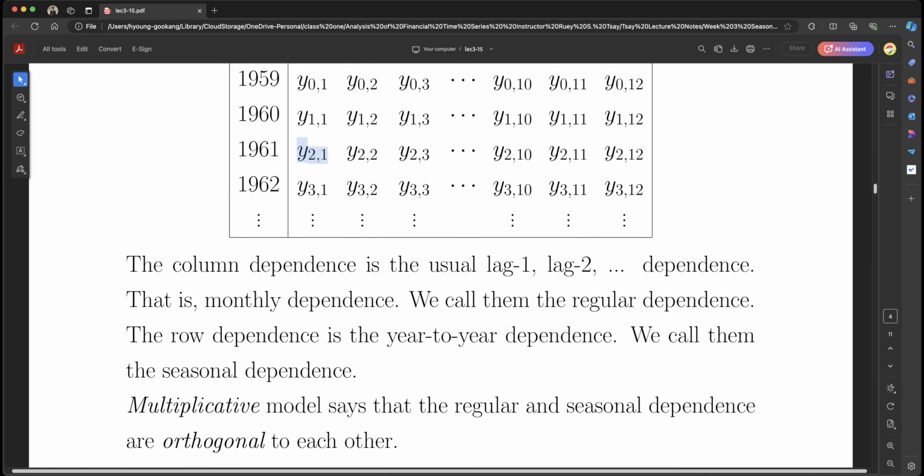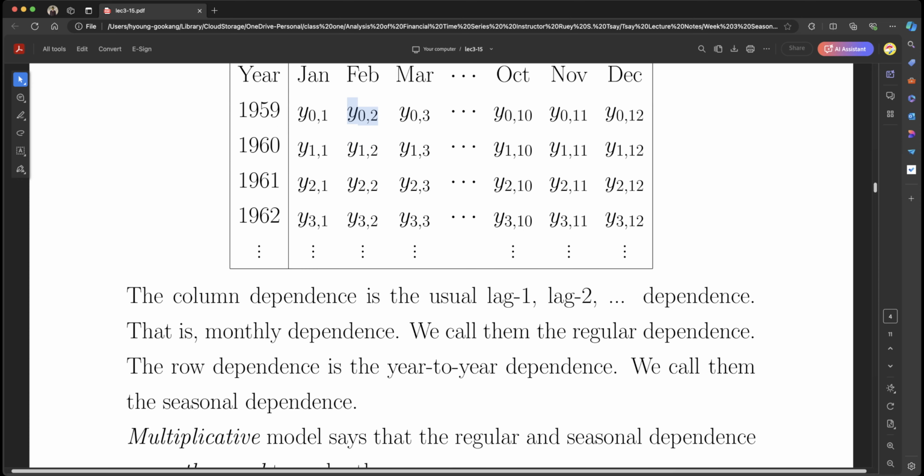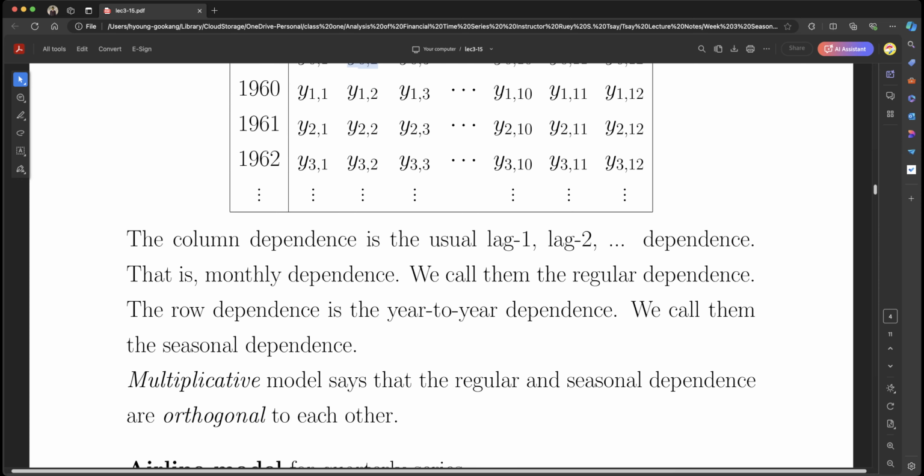The multiplicative model says that the regular and seasonal dependence are orthogonal to each other. So the monthly dependence and the seasonal dependence, possibly they're orthogonal. They don't interact. That is the multiplicative model.